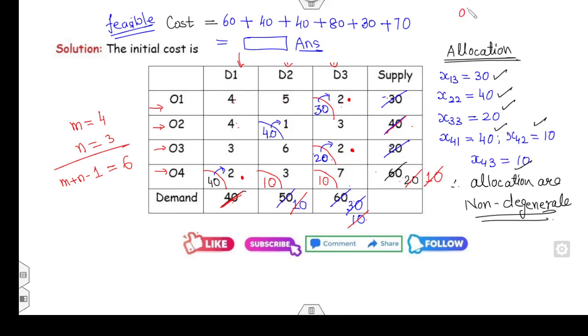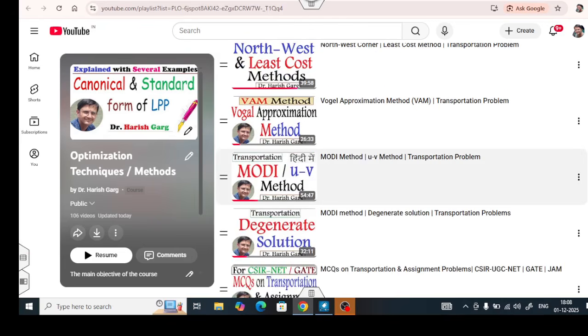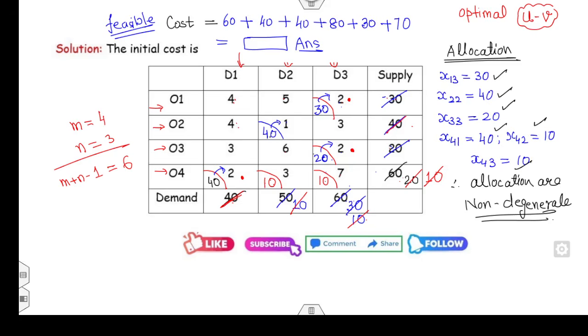Whenever you want to find the optimal solution, then you have to read the concept of the UV method, and that lecture I had already uploaded in Hindi. Hindi में already lecture uploaded है. Modi method is also known as the UV method. Now look at the second example.